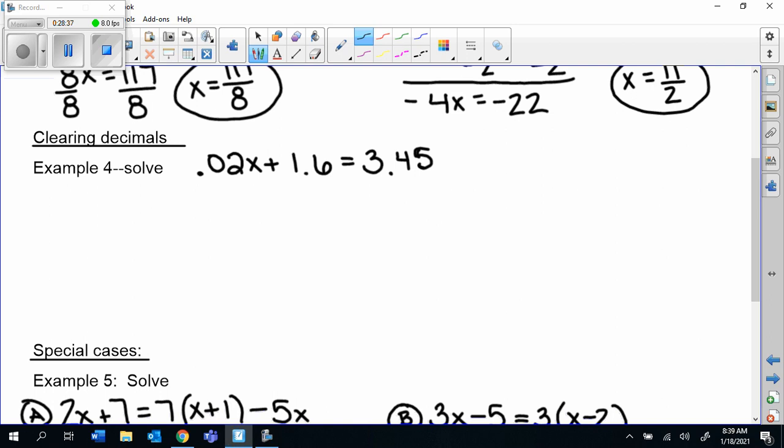All right. How do I clear out a decimal? Well, in this example here, I have a 2-digit decimal, I have a 1-digit decimal, and I have a 2-digit decimal. So we're going to multiply by a factor of 10. That will clear out that decimal.